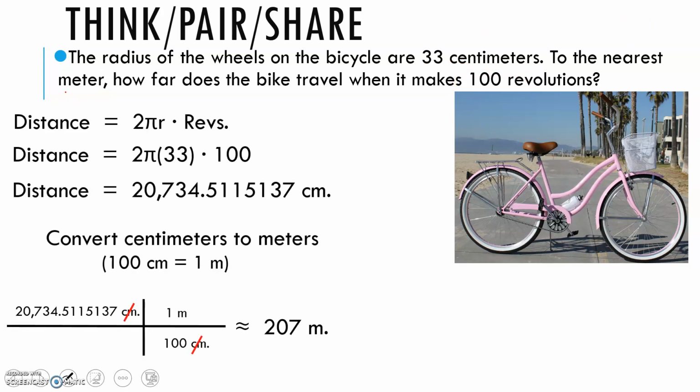All right. So here's the solution. The radius is 33. So I used the 2 pi r times revolutions formula. And I plugged in 33. 33 times 2 is 66. So you could have just used pi times 66 times 100 if you'd like. Here's our distance in centimeters.